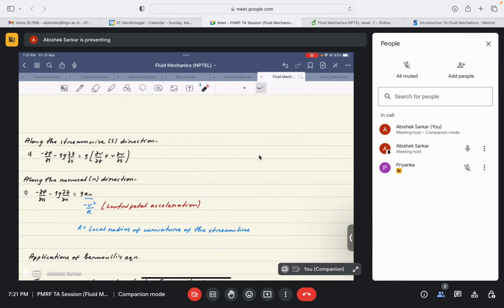So is there any confusion regarding these equations? Any confusion regarding the terms? You can ask, otherwise you can proceed further. No, sir. Okay, thank you. Since there is no doubt, we can proceed further.